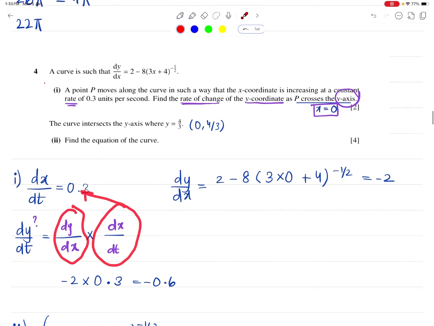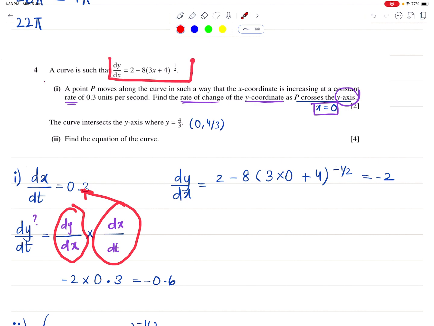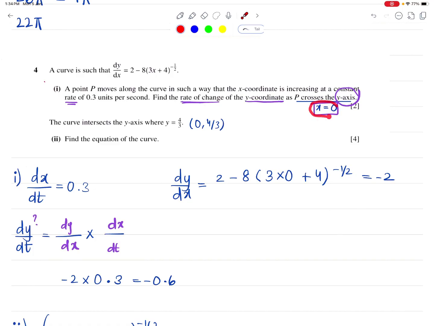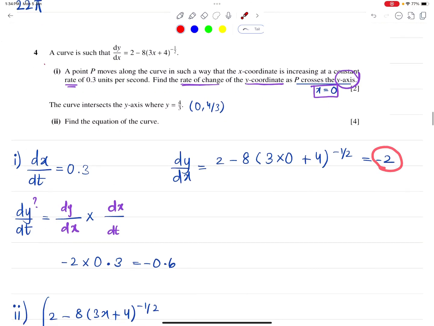Now, I know that dy by dx has an equation in the question. What I'm basically going to do is plug in 0 into this exact expression because we need to find a numerical value for this expression. So when I put in 0, that gives me the value of negative 2. I will multiply negative 2 with 0.3, and that gives us the answer for the first part as negative 0.6.